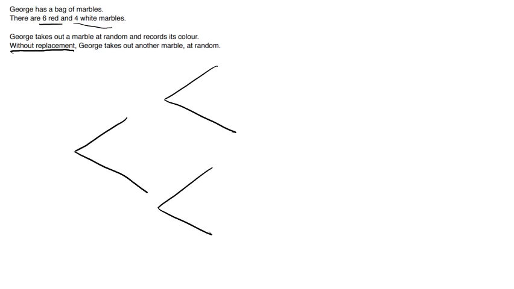So George got a bag of marbles, 6 red and 4 white. Lovely. He takes a marble out at random. Without replacement, he takes out another marble. So we're going to start by drawing out my tree diagram. This is the first marble. This is the second marble. Okay. So then we've got red and then white. So let's label this bit here with red, this bit here with white. Then this would be red, this would be white, this would be red, this would be white.